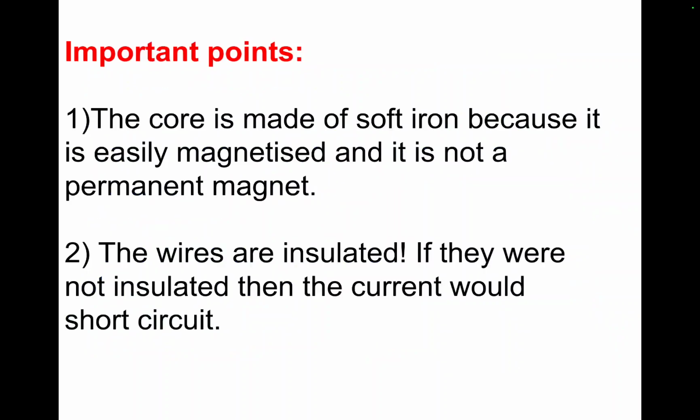Two important points before we go to a good example that you might give in an exam for an explanation of how a transformer works. So important points that you might be asked on is, number one, the core is made of soft iron. Remember, we've talked about this before, softly magnetic, because it is easily magnetized and it's not a permanent magnet. The fact that it's so easily magnetized, it's also easily demagnetized.